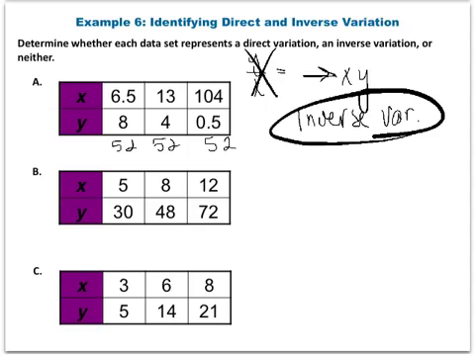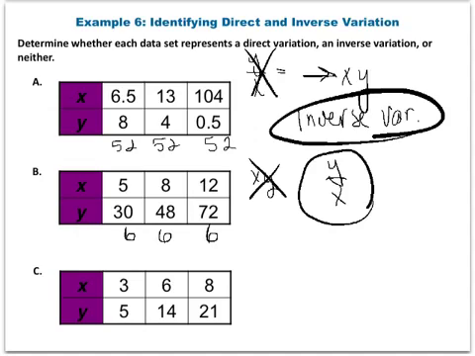Let's try B. First, let's try x times y. So I get 12 times 72, 864. 8 times 48, 384. No, doesn't work. Erase. Let's try y over x. 72 divided by 12, 6. 48 divided by 8 is also 6. Triple check. 30 divided by 5 is 6. It is a direct variation.